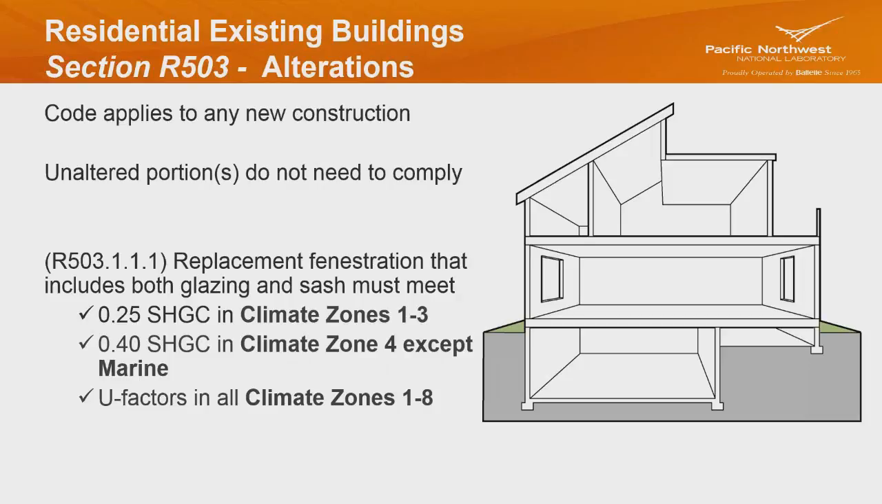So replacement fenestration down below shows the section from the code, and then it's just providing you what the requirements are. I didn't list the U factors because you can go to the prescriptive table, but the U factors do apply in all climate zones, and then the solar heat gain coefficient, which is another rating on fenestration, but it's specific to climate zones 1 through 3, and then climate zone 4.